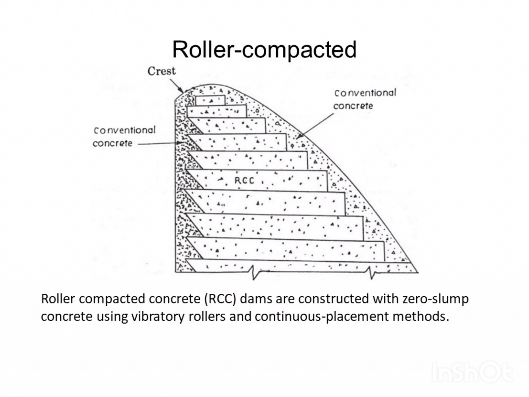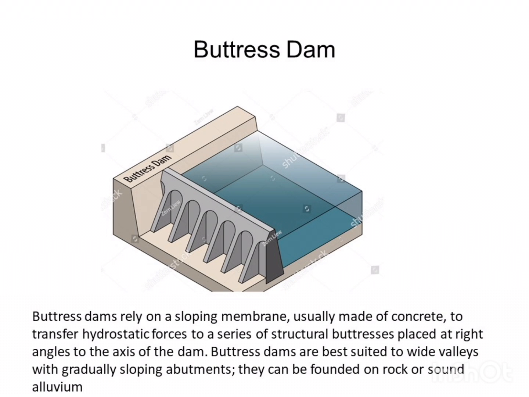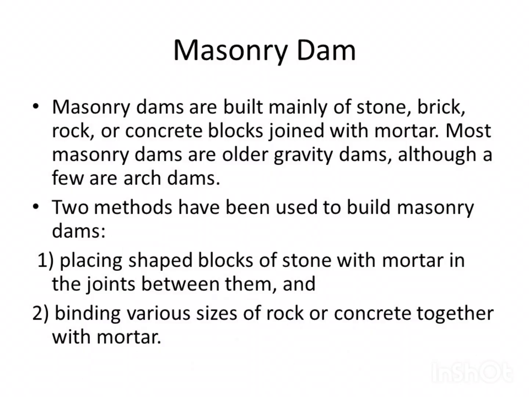So, buttress dams. Buttress dams rely on a sloping membrane, usually made of concrete, to transfer hydrostatic forces to a series of structural buttresses placed at right angles to the axis of the dam. Buttress dams are best suited for wide valleys with gradually sloping abutments. They can be founded on rock or sound alluvium. So, this is based on structural principles.